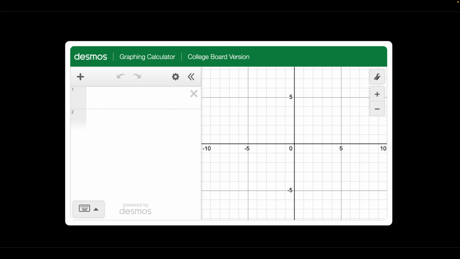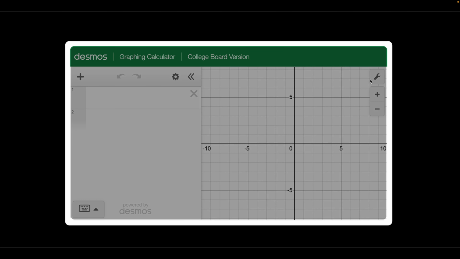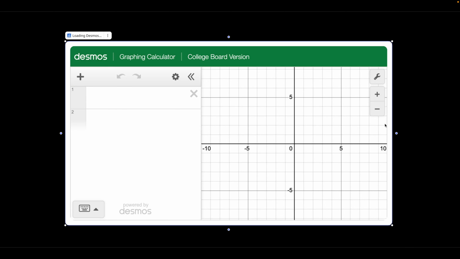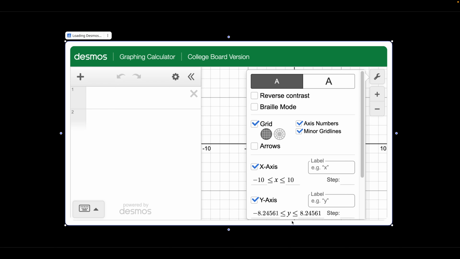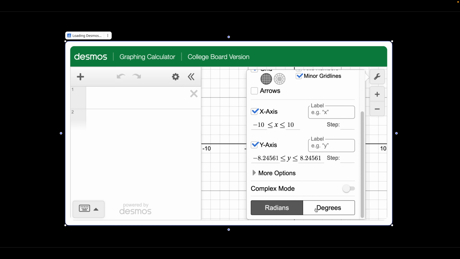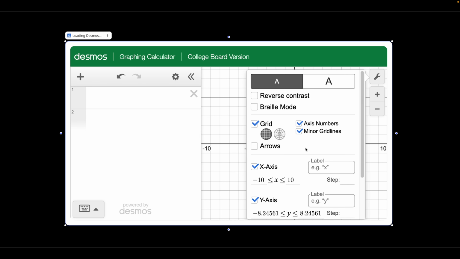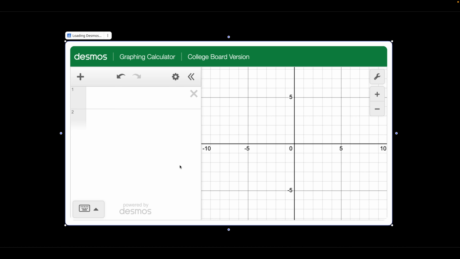Speaking of calculators, for this lesson it's important that in your settings, so I'll show you how to do it on Desmos, but in your settings, down here, you need to change it to degrees, okay? Because we're going to be working with degrees, not radians. So just make sure that whatever calculator you're using is in degrees.